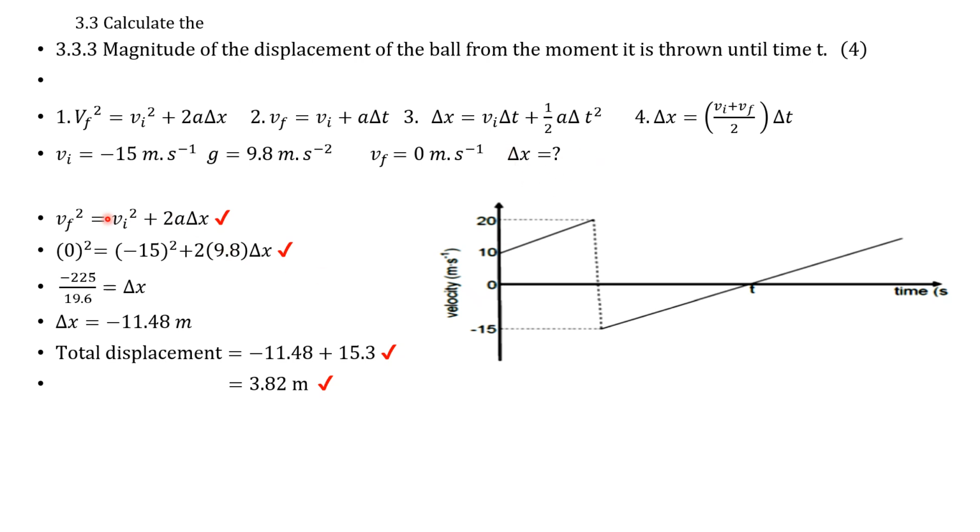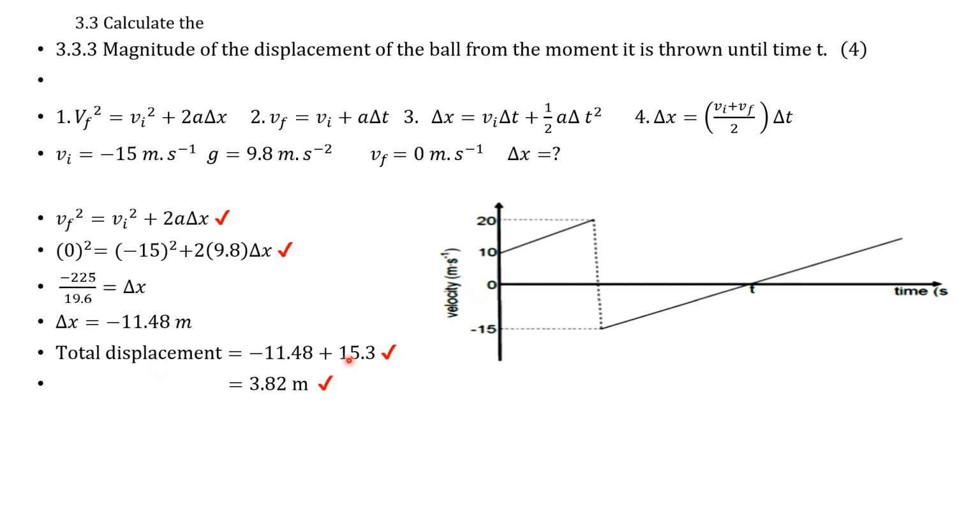My final velocity is 0. Initial velocity, negative 15 squared, plus 2 times 9.8 times change in x. So 15 times 15 gives me 225, so it becomes positive here. If I take it to the other side, negative 225 divided by 19.6 equals change in x. So my change in x equals negative 11.48 meters.